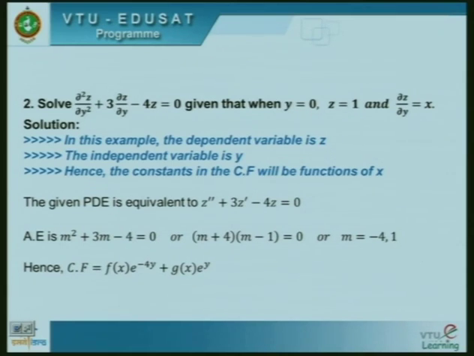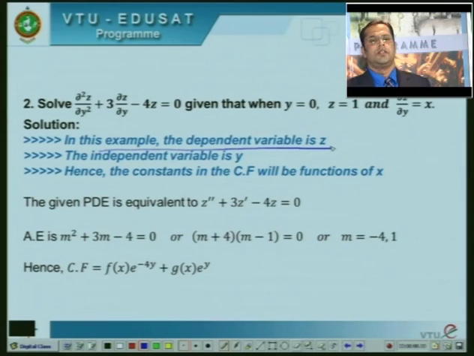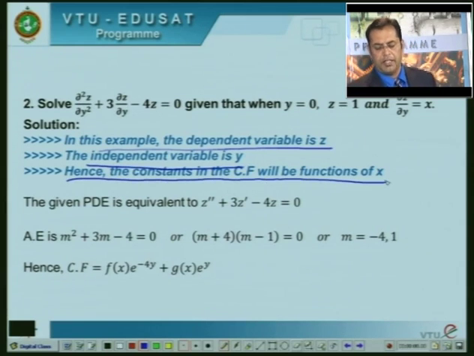First, this PDE contains the dependent variable z and its partial derivatives with respect to one independent variable. You can observe that in this example the dependent variable is z, second the independent variable is y that you see in the partial derivatives here, third hence the constants in the CF will be functions of the variable x.